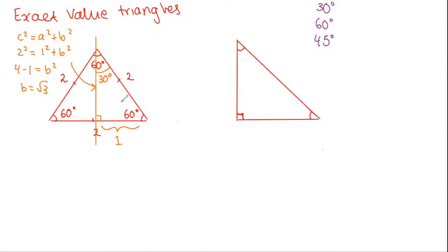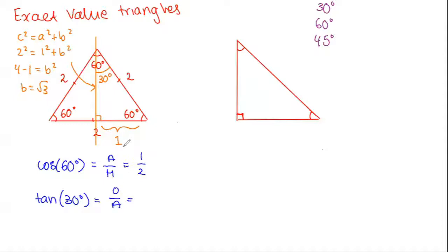So now if we wanted to ever do any trig value such as cos of 60 degrees, all we have to do is we look at this exact value triangle, we look at the 60-degree corner, we do adjacent over the hypotenuse, which is just 1 on 2. Okay, if we wanted to do tan of 30 degrees, for example, we'll look at the 30-degree corner, which is this one here. We do opposite on adjacent, which is going to be from this corner, the opposite is 1, the adjacent is the root 3, so we have 1 on root 3.